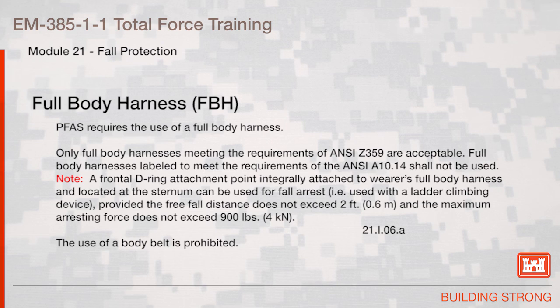Note, a frontal D-ring attachment point integrally attached to the wearer's full body harness and located at the sternum can be used for fall arrest, for example, used with ladder climbing devices, provided the free fall distance does not exceed 2 feet and the maximum arresting force does not exceed 900 pounds. Note, the use of body belts are prohibited.